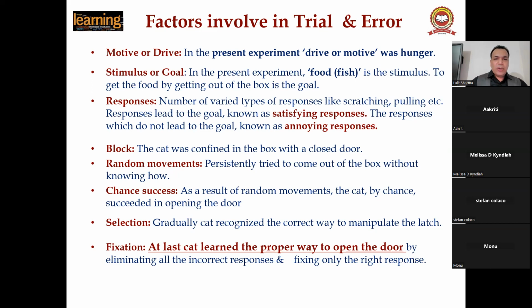Okay, so what are the factors in the trial and error? Number one is a motive or drive, right? Motive and drive. This is the most important. In the present experiment, drive or motive was hunger, right? You know how you are learning, because you know that you have to clear the B.Ed.